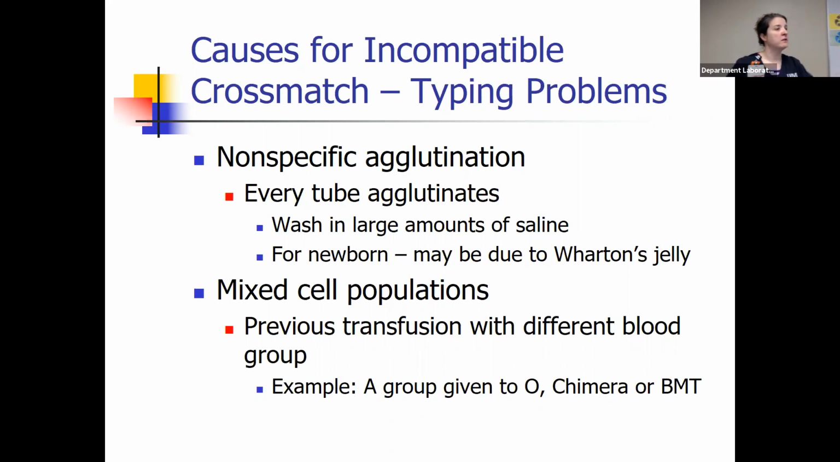Katie, did you have a question? Yes. So on Wharton's jelly, you said wash 4 to 6 times. But what would we be, I guess, since they don't develop antibodies in the first 6 months, would we just have agglutination for ABO typing? Yeah, it will. I can't think of a reason that you would use cord blood for cross-matching, no.